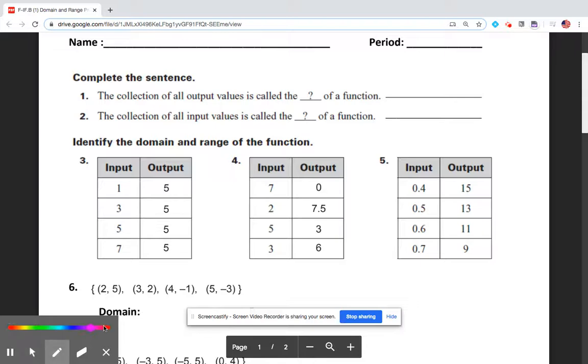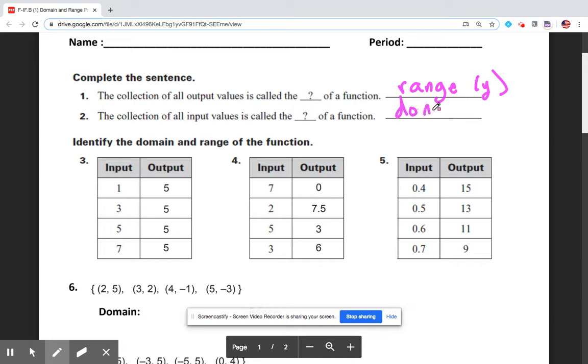In this lesson, we'll be talking about domain and range, which is an important concept related to functions. The collection of all output values is called the range of a function. It's the y values. The collection of all input values is called the domain of a function. And those are the x values. Identify the domain and range of the function.